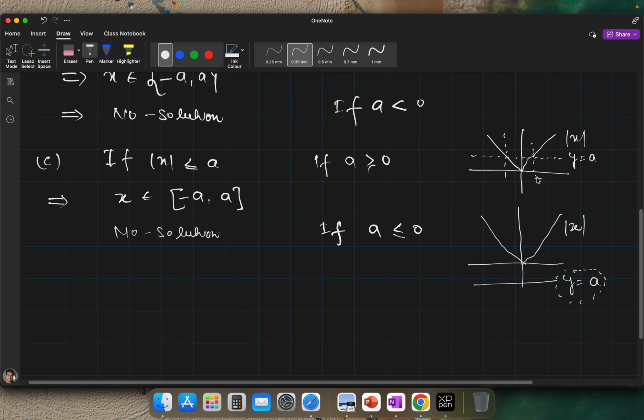this line will be plus a and this is minus a. When y equal to a intersects mod of x, the points of intersection will be minus a and plus a. But in between minus a to plus a, you can see that mod of x is always below y equal to a, which means that the domain of x, the solution set, will always be in between minus a to plus a. That's why we are getting this solution.